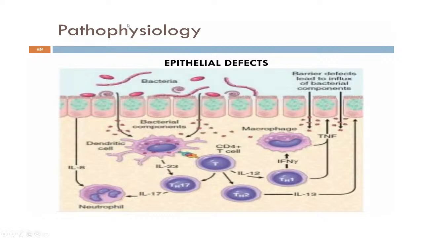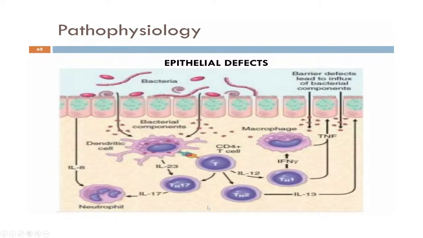Then we have epithelial defects, as you can see in the picture, through which the antigens enter and activate dendritic cells and macrophages. Dendritic cells activate CD4 T cells, which lead to the production of interleukin 12 and activation of Th17, Th2 and Th1 cells, which lead to production of multiple inflammatory factors such as TNF alpha, interleukin 13, and ultimately all these lead to the inflammation of the mucosa of the intestines or the GI tract.